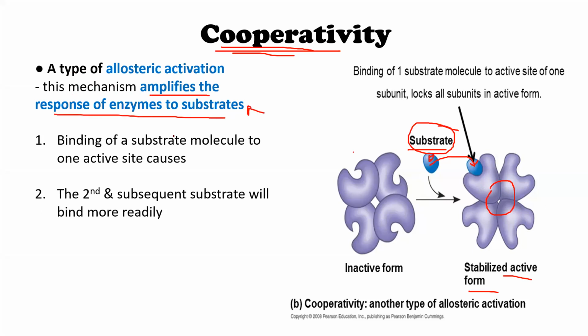Okay. So binding of a substrate molecule to one active site causes the second and the subsequent substrate to bind more readily. To bind more readily means that it is in the active form. Okay, so one substrate locks all subunit in the active form.